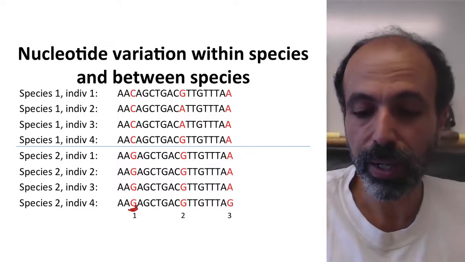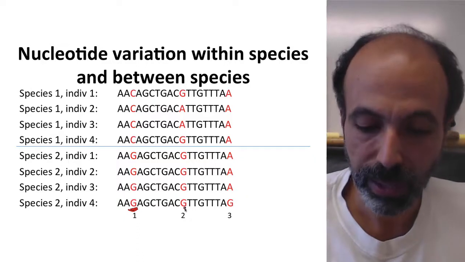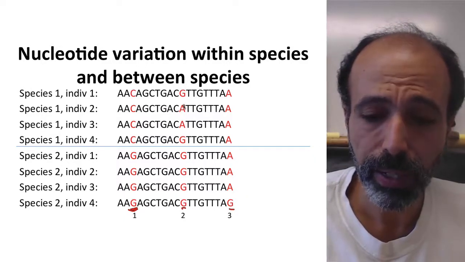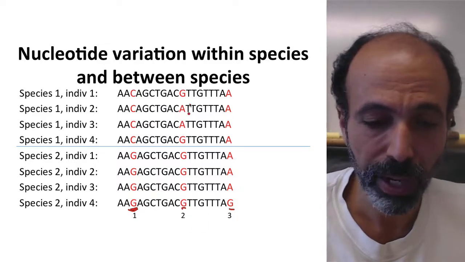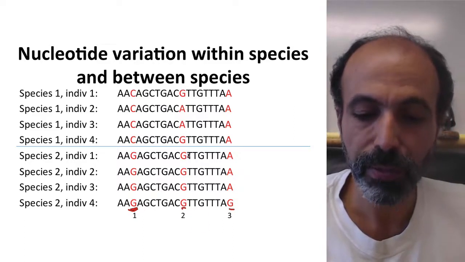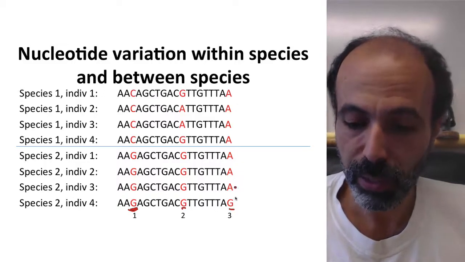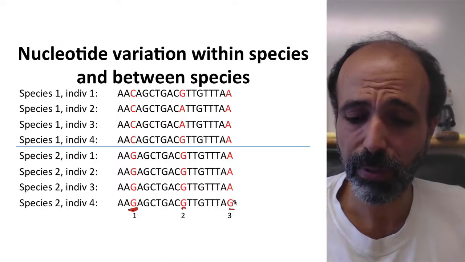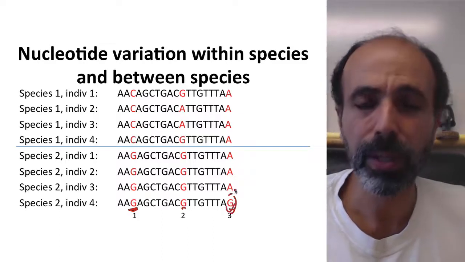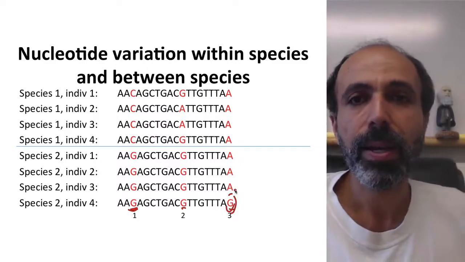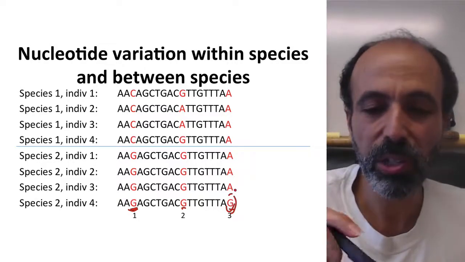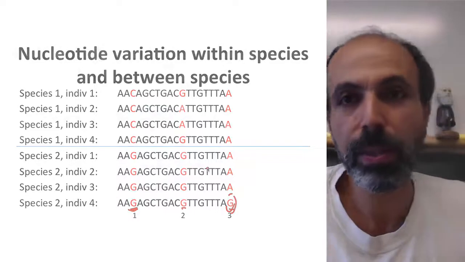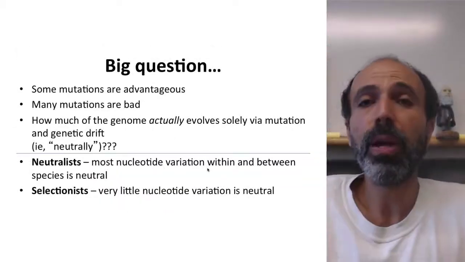We may have cases where one species is variable and the other is not, and that's what we see with both bases 2 and 3. In this case, this particular site labeled number 2 is variable in species 1, whereas it is invariant in species 2. And this one right here is variable in species 2, but invariant in species 1. It's variable, but there's only one rare variant here, at least among these individuals. Now, a big question out there: we see this variation within species, we see variation between species. The question is, where does this come from?